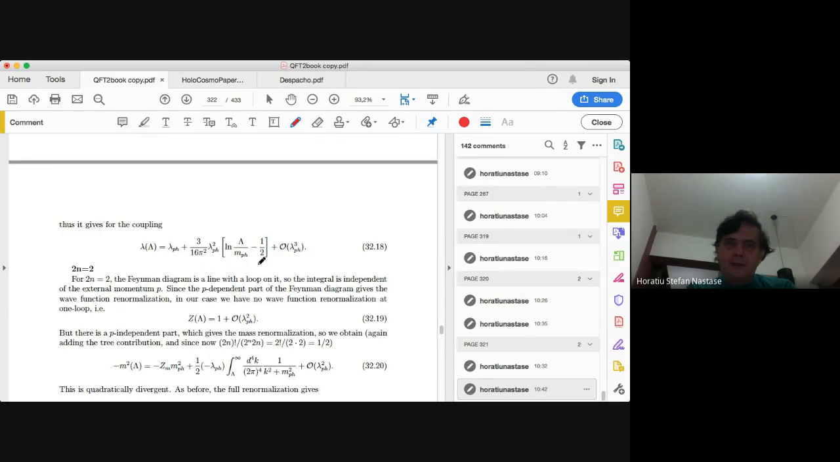Okay, so finally we obtain that this coupling, depending on the cutoff lambda, is lambda physical, defined at momenta equal to 0, plus this 3/16 pi squared, lambda squared physical, log of lambda over m physical minus 1/2. So we see the appearance of this log. For phi 4, this will always appear.